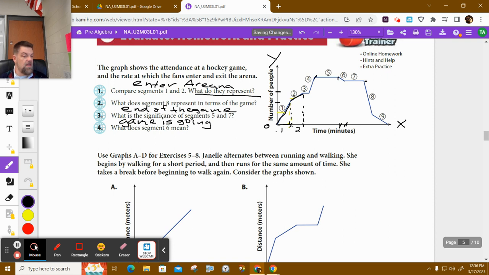What do you think segment 6 represents? Well, I would guess that segment 6 is probably people not leaving the game, but probably like a break, right? But how do I word that? Probably like some sort of break, like a halftime.